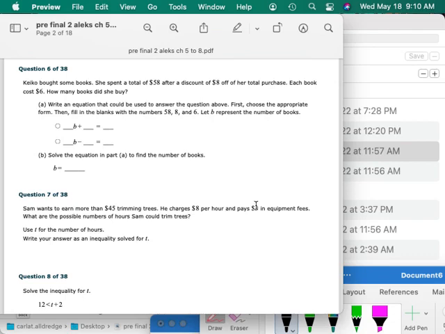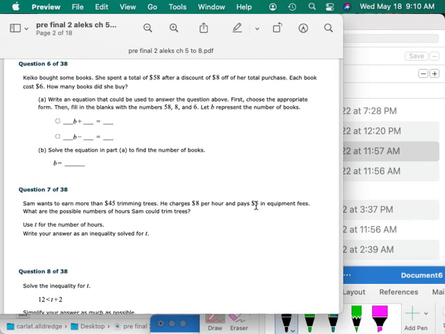Okay? All right, question number 6. Keiko bought some books. She spent a total of $58 after a discount. So let's look. It says, write an equation that could be used to answer the question above. First, choose the appropriate form, then fill in the blank with the numbers 58, 6, 8, and 6. Let B represent the number of books. What are we going to do here, everybody? We've got a situation, and they're telling us to write an equation. So we've got the number, what are they asking? B is going to be what? She spent $58 after a discount.